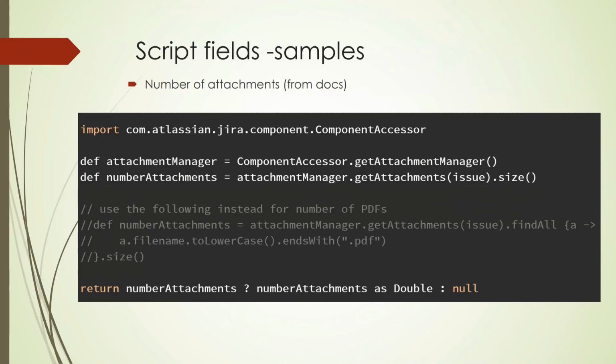So here I get the attachment manager, I have the attachment manager, I get the attachments for that issue, I get the size, and I return the size. So if the size exists, return it, otherwise return null. So null here means the scripted field won't be visible, because when the custom fields are empty, they are not visible.